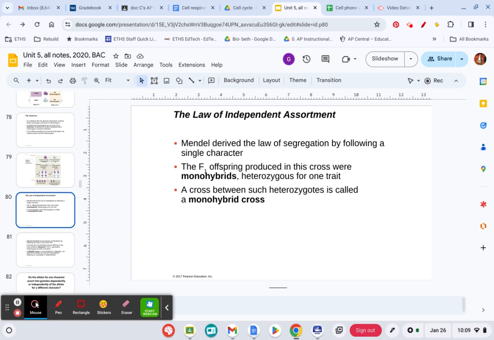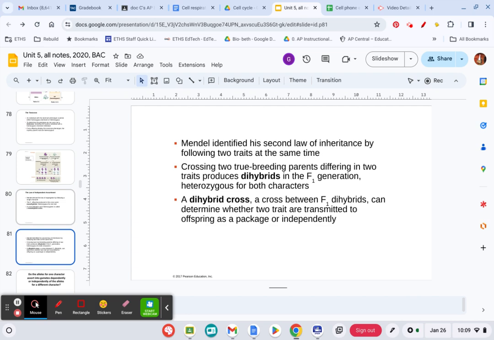So, I actually don't want that picture. I want, let's see, this one, maybe? Yeah. Okay.